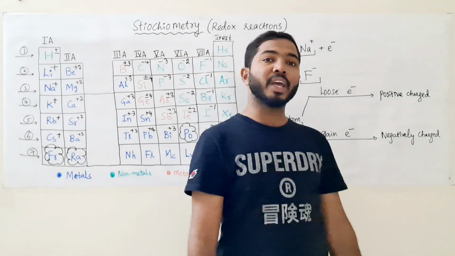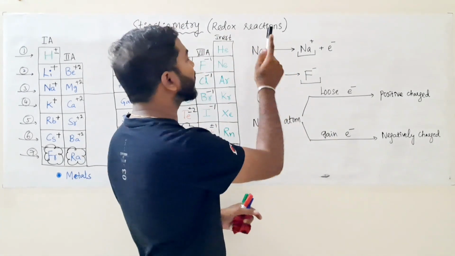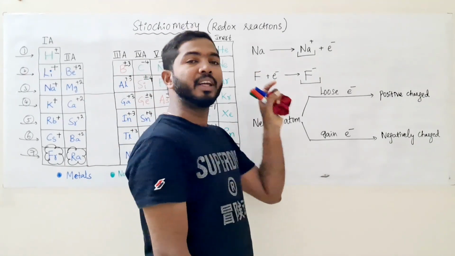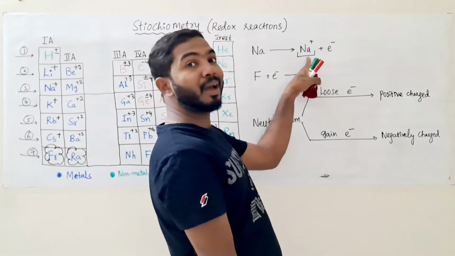So 0 in which case, sir? 0 in the case of a neutral atom. So what is the oxidation number of sodium here? 0. What is the oxidation number of fluorine here? It is 0. But what is the oxidation number of the sodium ion?